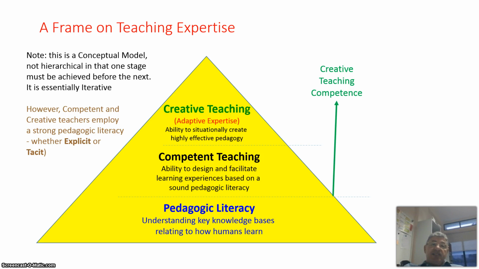So it's a conceptual model, not hierarchical. In fact, people can move up and down this. Ultimately, if you're a really highly adaptive expert, what I would say to have a high level of creative teaching competence, notice that on the end, once you're really at that level, then you're the Roger Federer or the Serena Williams of teaching. So it's a challenging thing, but that's how it works. And as teachers, the extent to which we can perhaps move up that pyramid is a mark of our professional expertise. I hope that makes sense.